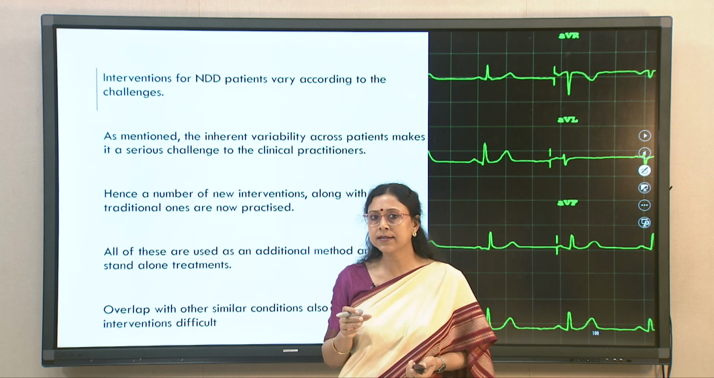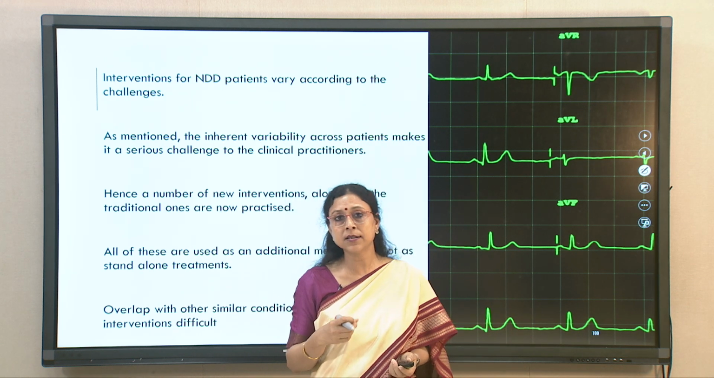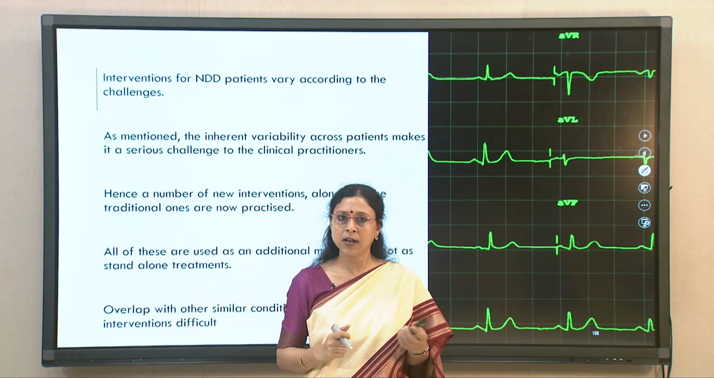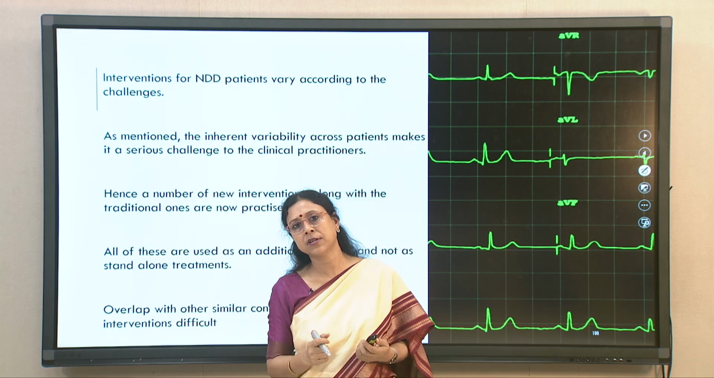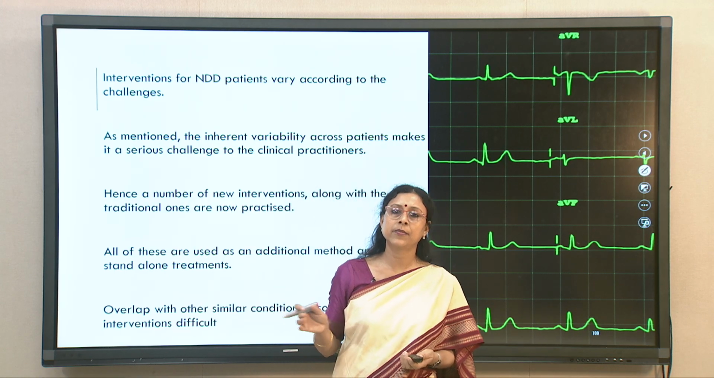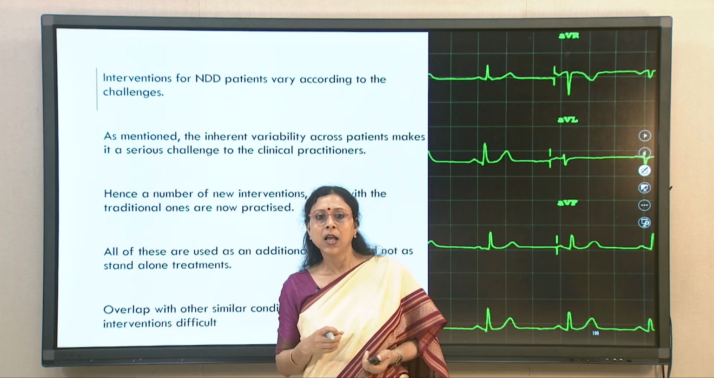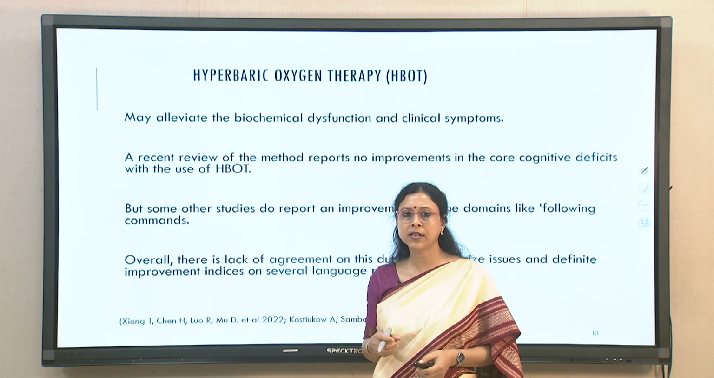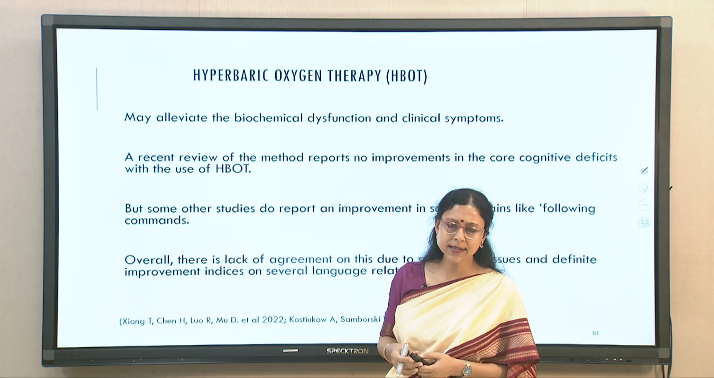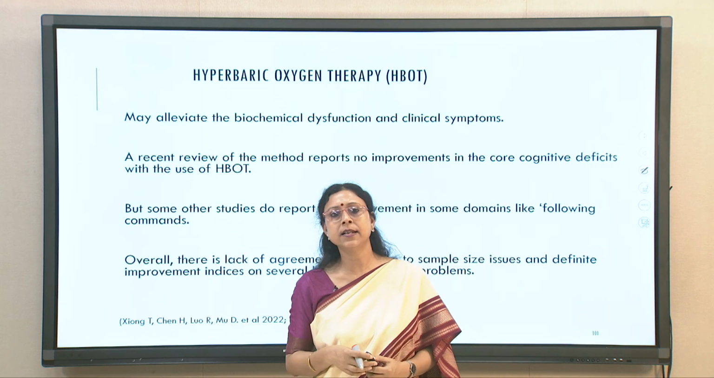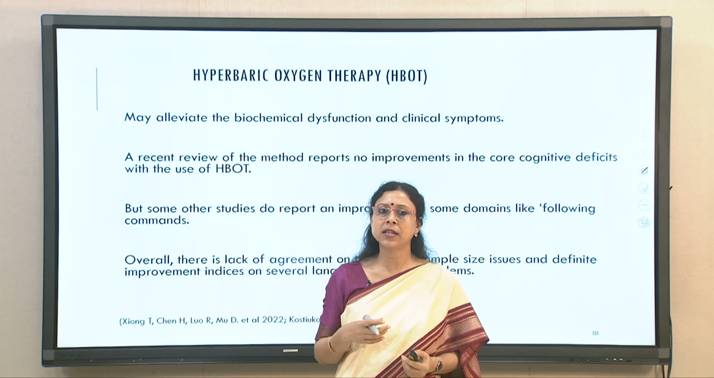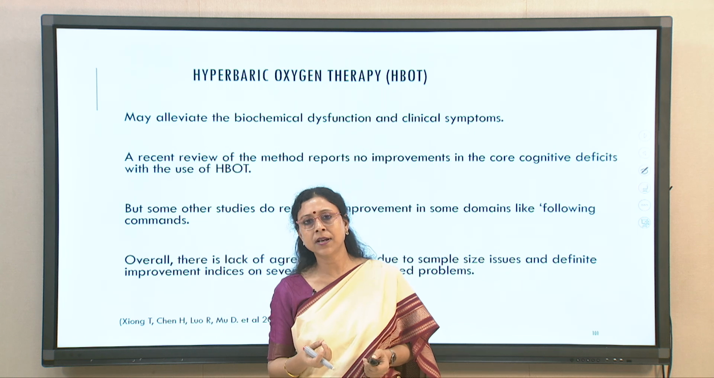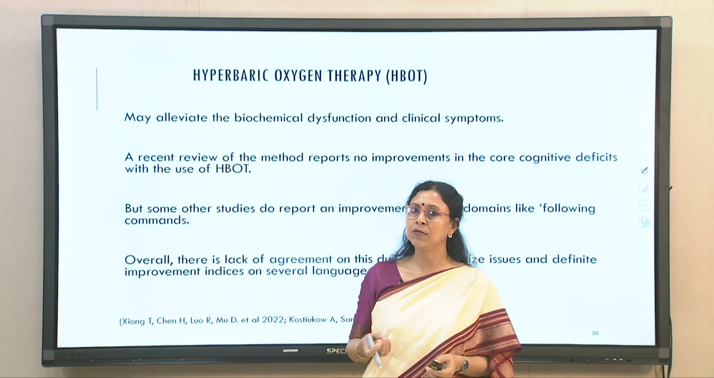One thing to be remembered here is that all these new methods that have been proposed are used alongside the traditional intervention methods. So, alongside speech therapy, alongside occupational therapy and other therapies, these processes are also nowadays recommended. One of them is called hyperbaric oxygen therapy, HBOT. This has become quite popular recently. This is considered to alleviate the biochemical dysfunction and clinical symptoms in case of ASD specifically, but it can also be used for other problems.